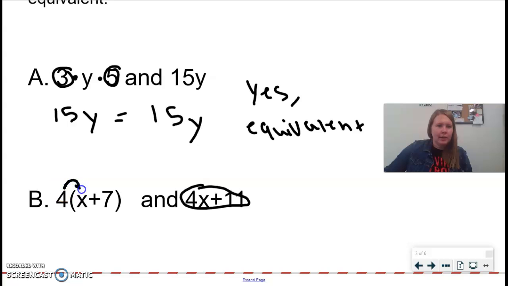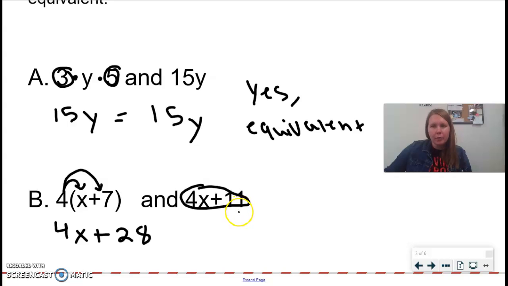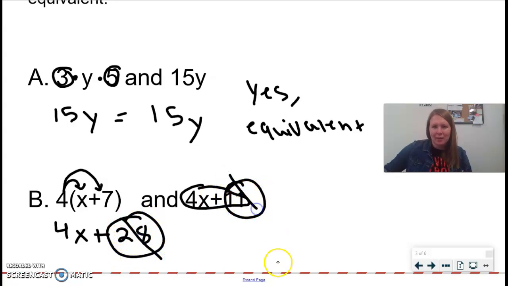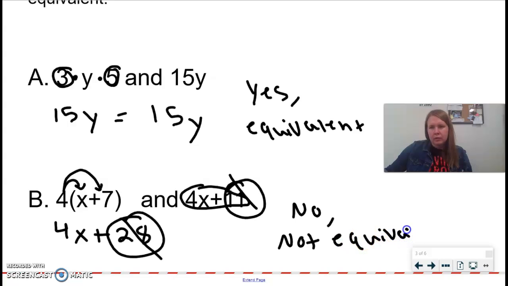So we're going to distribute 4 to the x. So 4 times x is 4x. The operation in the middle still stays as a plus, and then I'm taking that 4 to the 7. 4 times 7, which is 28. So we're comparing 4x plus 28 to 4x plus 11. Well, they both have a 4x, but their constant is not the same. 11 and 28, not the same. So this would be no, not equivalent. They are not the same expression.